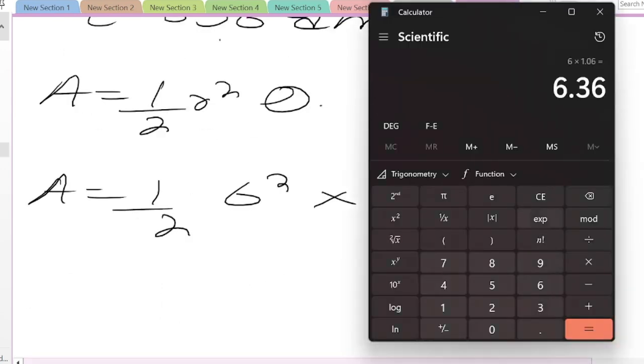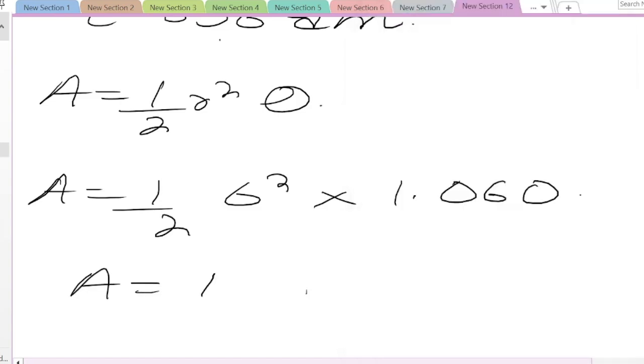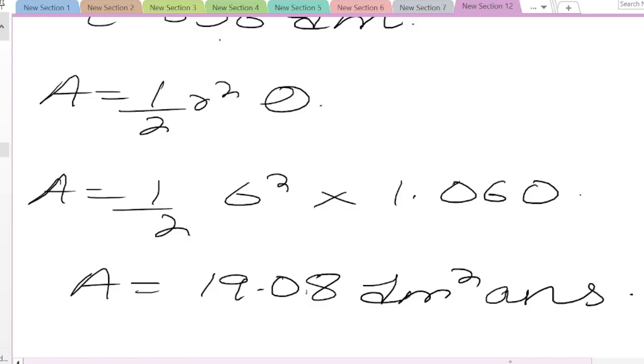Okay, now what will happen? We will take the square of 6, which is 36. Now 36 will be multiplied with 1.060. After being multiplied, it will be divided by 2. So we get 19.08. So area is equal to 19.08 dm square as our final answer.